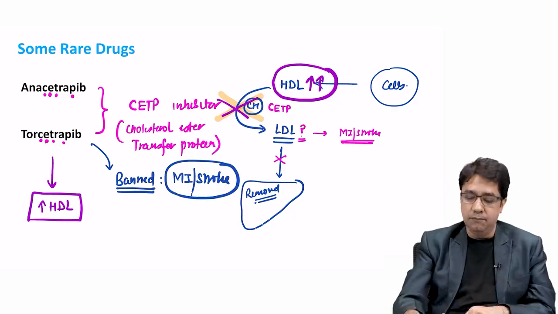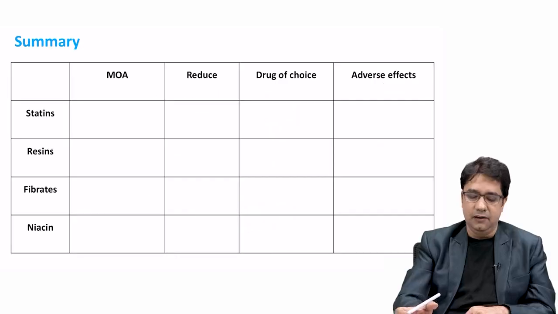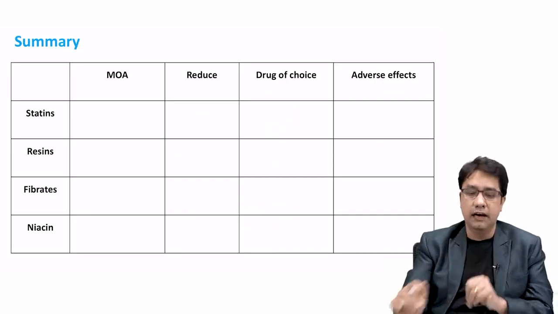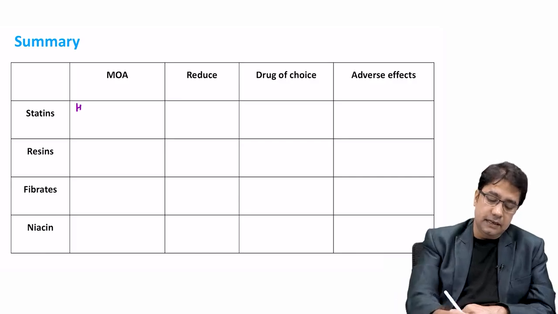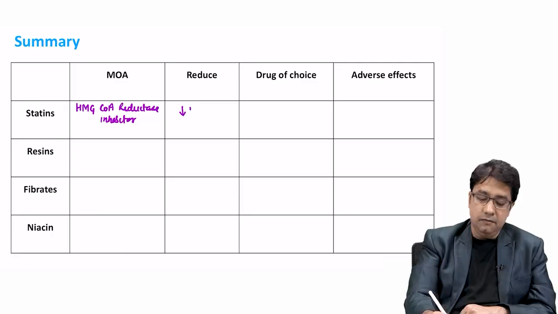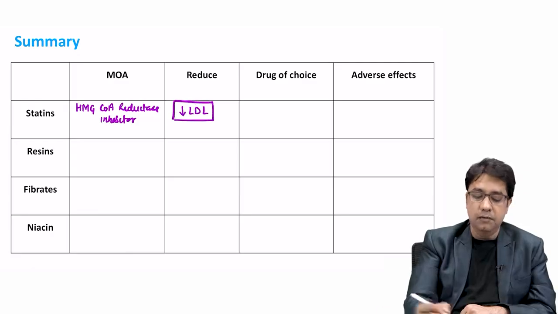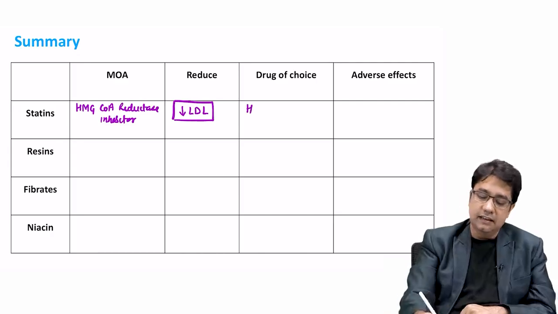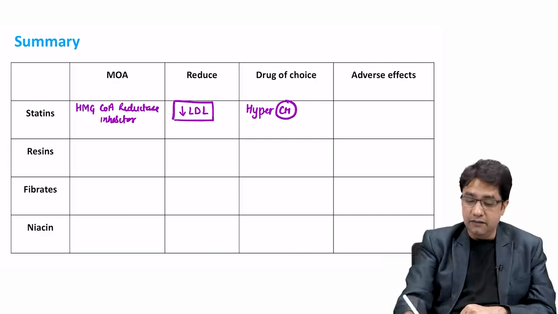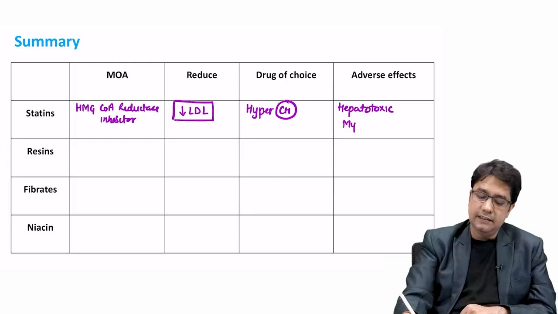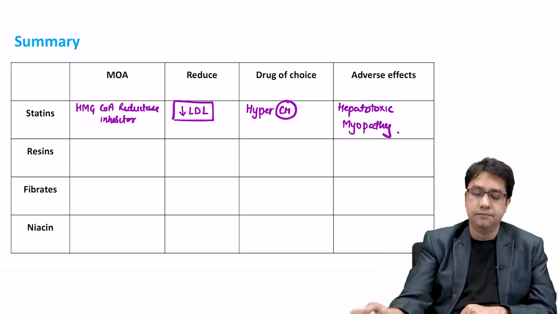So this is all about hypolipidemic drugs. Let's make a summary now of the first 4 hypolipidemic drugs. Statins, what is their mechanism of action? They are HMG-CoA reductase inhibitors. Why did we make statins? We mainly made statins to reduce blood LDL level. Statins are the drug of choice for hypercholesterolemia. And what are the adverse effects of statins? Statins are hepatotoxic and they produce myopathy.